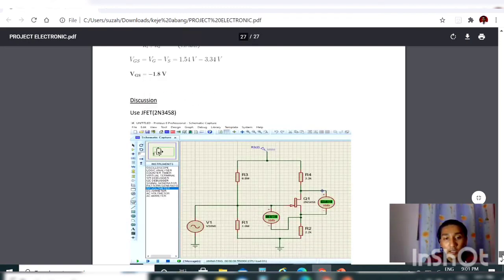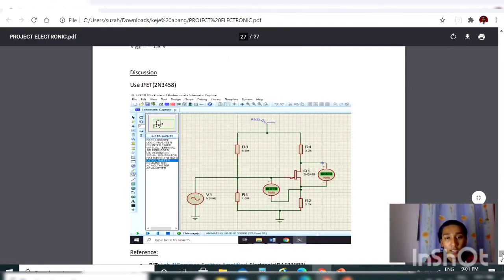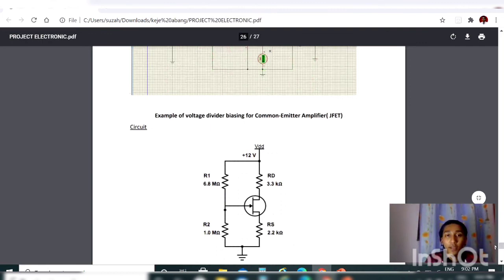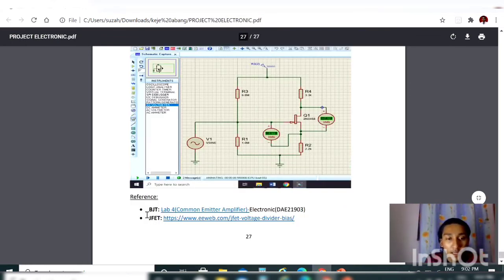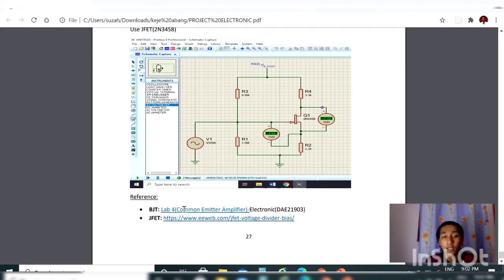Untuk discussion pula, kumpulan kami menggunakan JFET 2N3458 untuk mencari voltage divider biasing for common emitter amplifier. Ni adalah reference bahan yang kami ambil untuk BJT tadi di dalam lab yang keempat, manakala untuk JFET diambil daripada satu laman web.